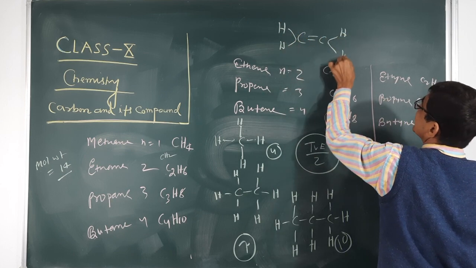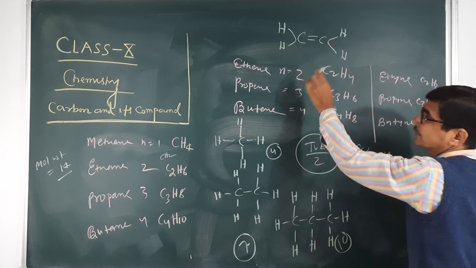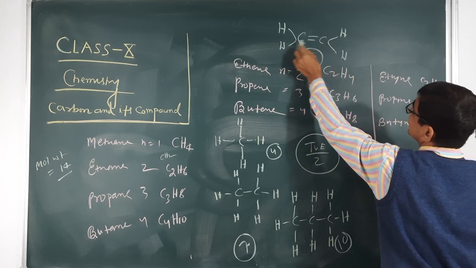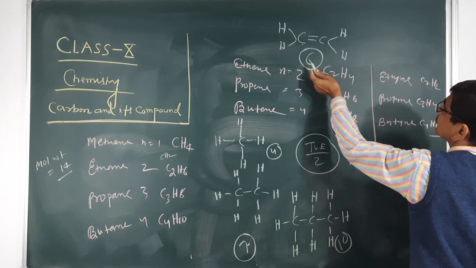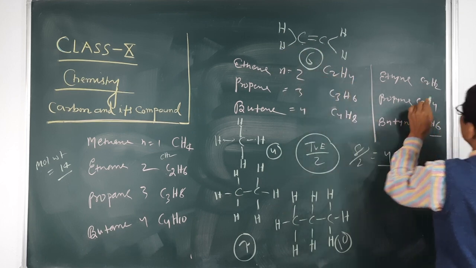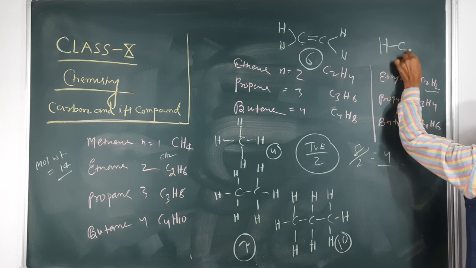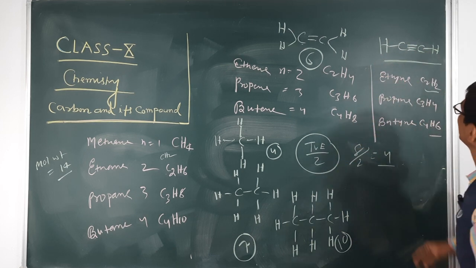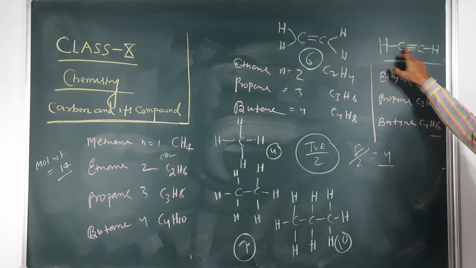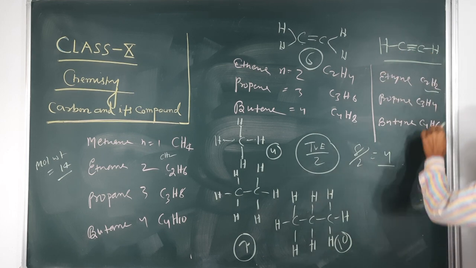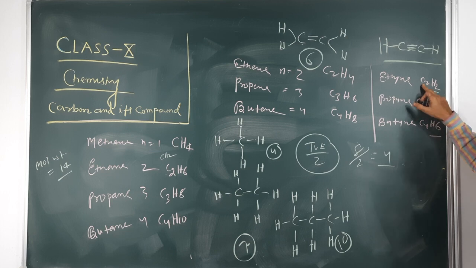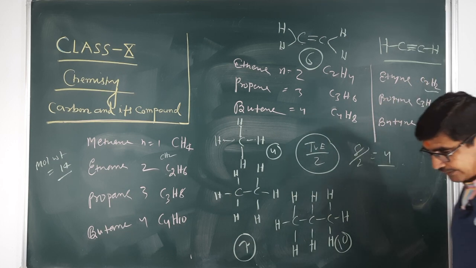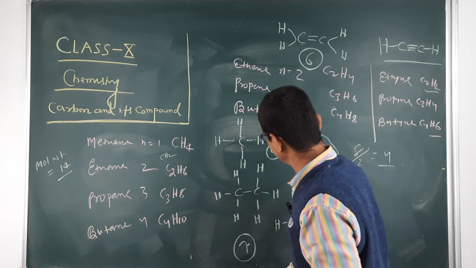But how many covalent bonds? 2, 4, 6. 6 covalent bonds are here. Otherwise, 4 times 2 is 8, and 4, that is 12. 12 by 2 is 6. In the case of ethyne, this is the structure of ethyne, with a triple covalent bond between the carbon atoms, and the number of covalent bonds is 3, 1, 1, that is 5. And total valence electrons 4 times 2 is 8, plus 2 is 10. 10 by 2 equals 5. So this is a way for calculating the number of covalent bonds.